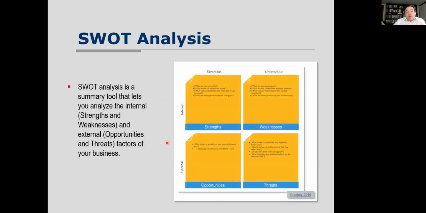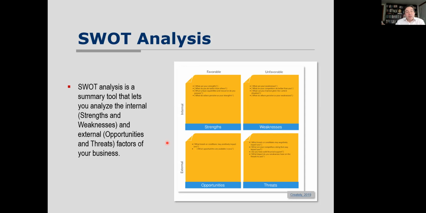Another approach to brainstorming and innovation is what's called a SWOT analysis. SWOT, as you know from your business classes, is strengths, weaknesses, opportunities, and threats. And SWOT analysis is typically used in strategy, but it can also be used in innovation analysis. So it's a summary tool that allows you to analyze the internal aspects of a company or your organization, as well as the external factors addressing the success of that business.